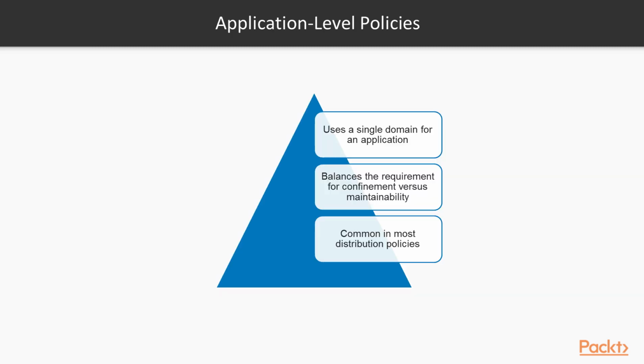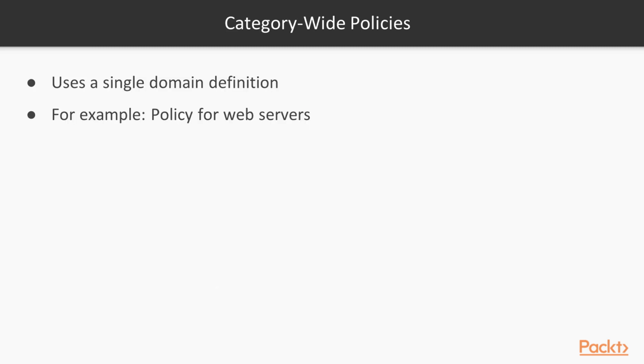Next comes application-level policies. These use a single domain for an application, regardless of its subcomponents. This balances the requirement for application confinement versus the maintainability of the application. Such application-level policies are the most common in most distribution policies. The third, category-wide policies. These policies use a single domain definition for a set of applications that implement the same functionality. This is popular for services that act very similarly, and whose user role definitions can be described without really thinking about the specific application. A popular example of a category-wide policy is the policy for web servers.